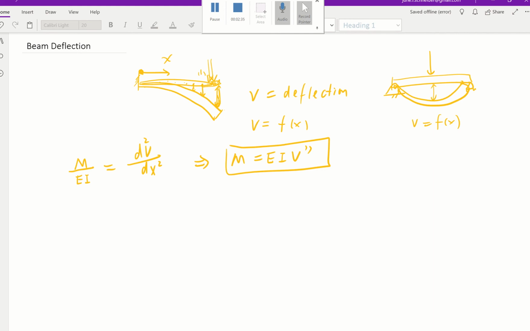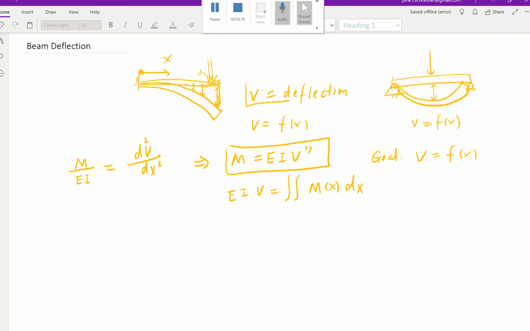Our goal is trying to find the function for v, right? So we need to integrate this. We need to integrate twice. So in other words, after integration, we'll have EI V is going to be equal to double integral of this M. M is internal bending moment, and it's a function of x, as we learned from load shear bending diagram, either from analytical or graphical approach. You know, the bending diagram is different for every location. So it's a function of x, then dx.